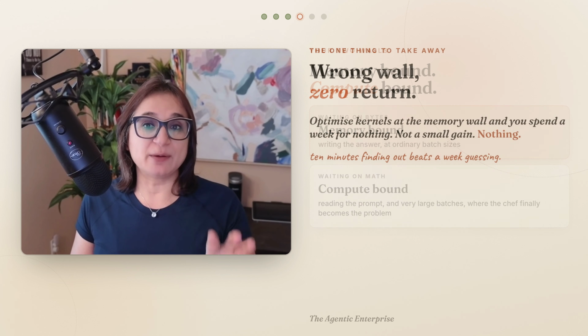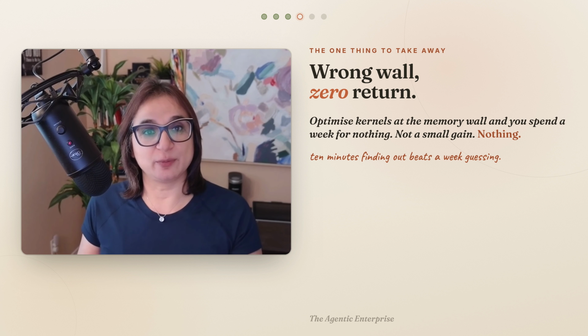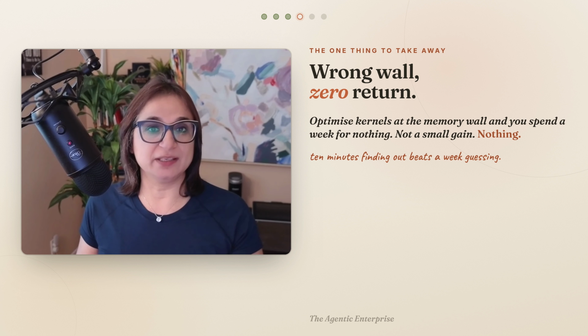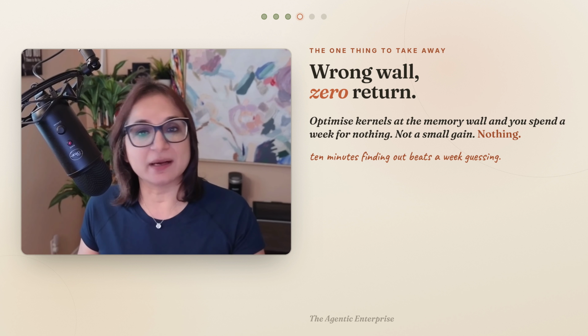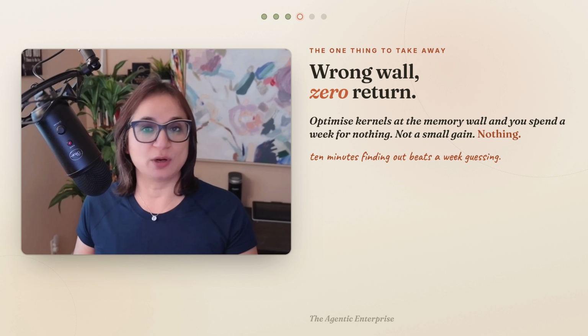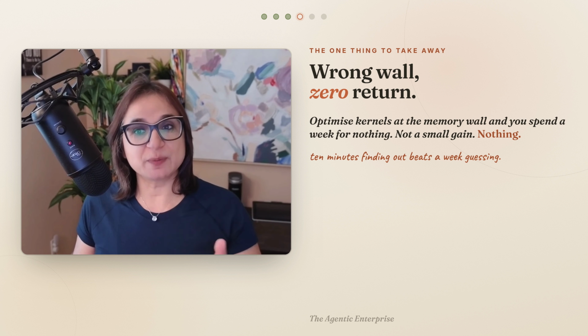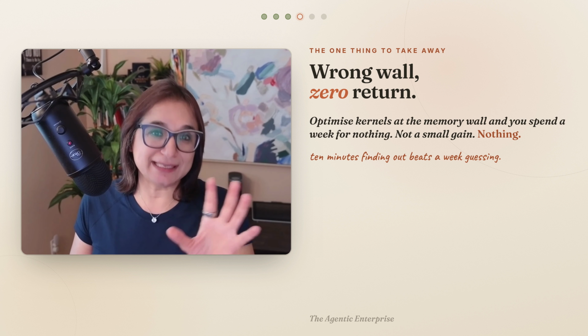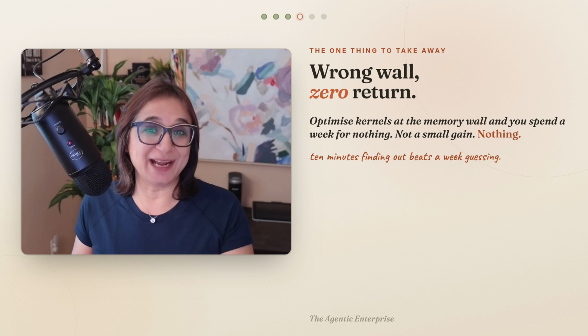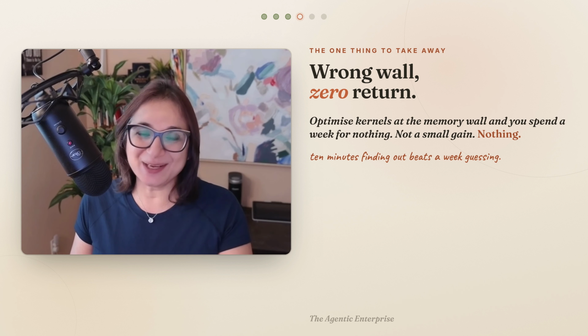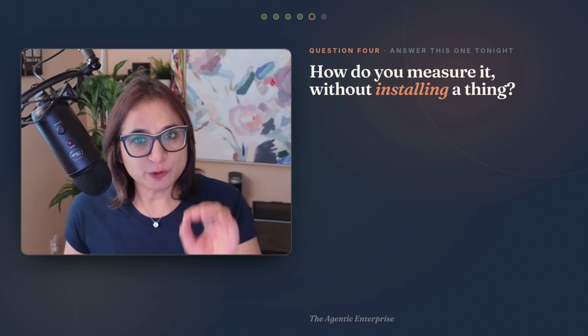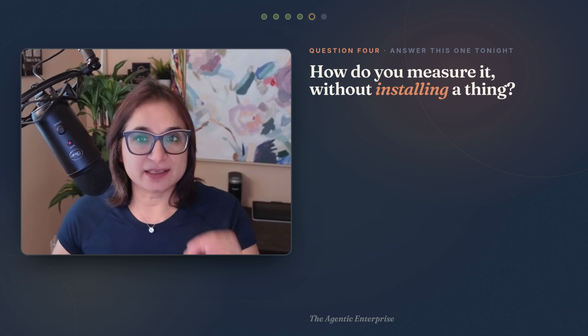And here is what I would really like you to take away from it. If you're standing at the memory wall and you go off and optimize your kernels, you will spend a week and nothing will come back to you, right? Not even a small gain, nothing. So before you spend that week, it is worth at least 10 minutes finding out which wall you are actually on.